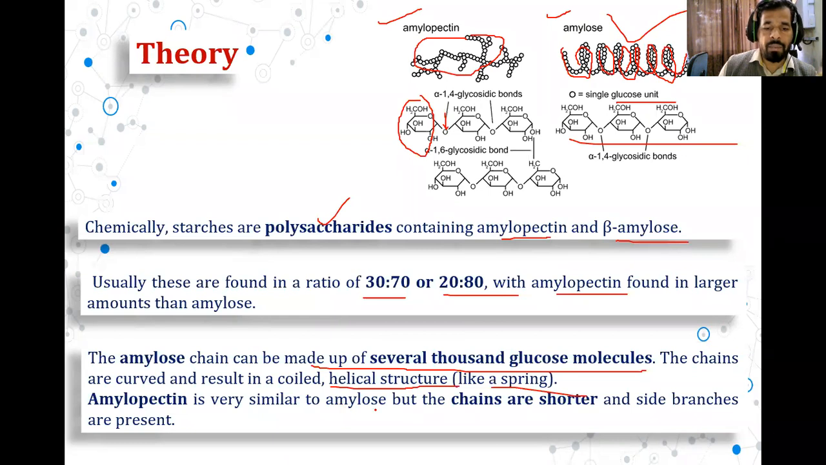And amylopectin is very similar to amylose, but the chains are shorter and side branches are present. Here you can see this is a side branch, but in amylose a side branch is not present, while in amylopectin you will see these branches. Amylopectin is not a spring-like or helical structure. In amylose, 1,000 glucose molecules or more are present in a straight line chain, so it appears like a helical, spring-like structure. So this is the basic chemistry of starches: starches are polysaccharide compounds, and their major constituents include amylopectin and amylose.